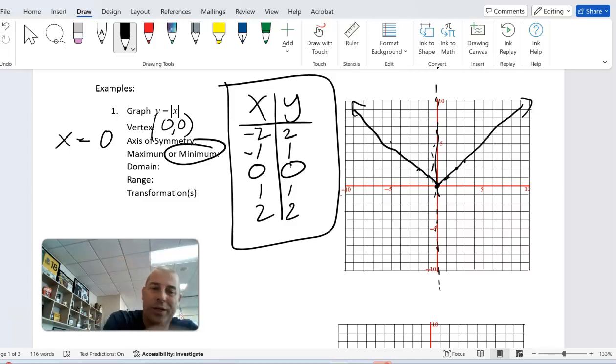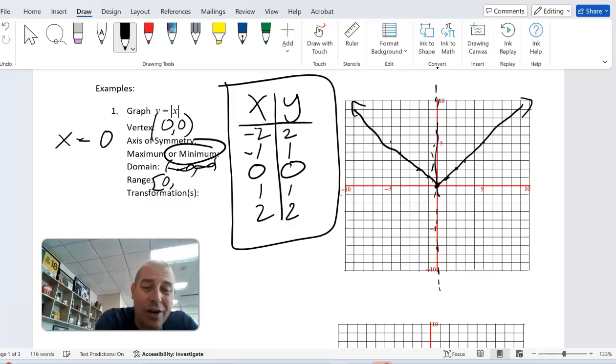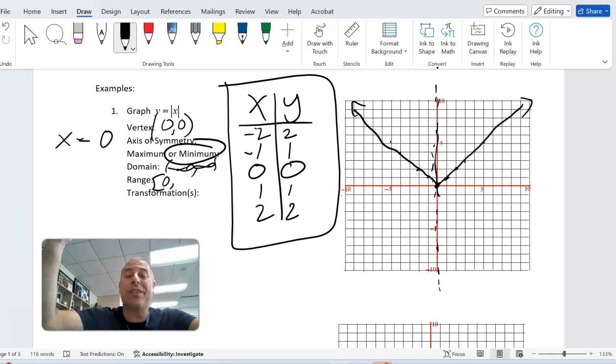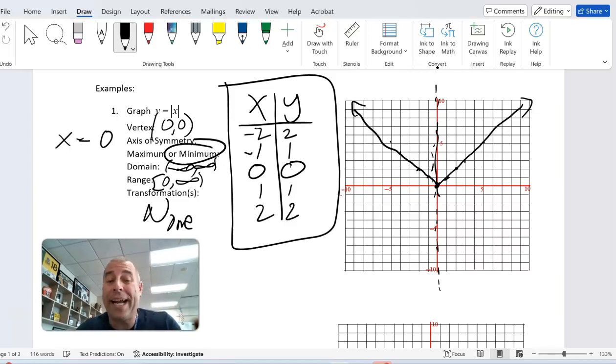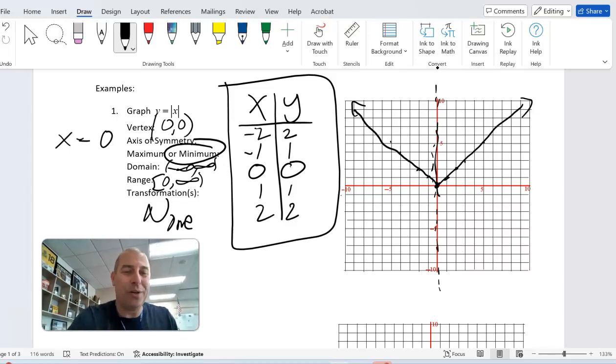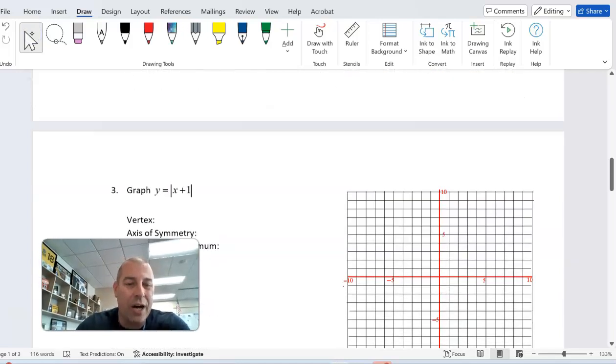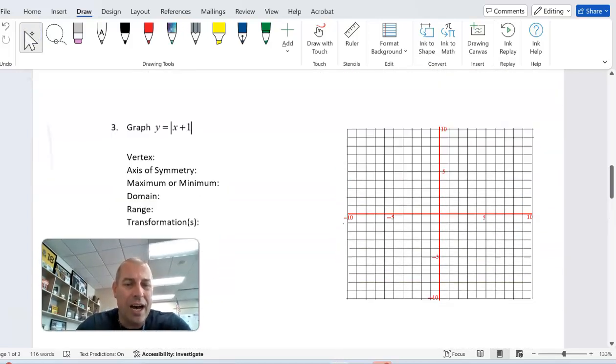Your domain, well, we keep going to the left to negative infinity. We keep going to the right to positive infinity. The range: how low does our graph go? Well, it hits at 0. That's why we have the brackets. And then it keeps going up, so it goes to infinity. So there we go. Regarding transformations, there's none. Again, this is what we call the parent graph. It's the most basic absolute value equation we can do because there's nothing done to it. It's just an x that's there. So let's start playing with it so you can start to see what's going on with these particular items.